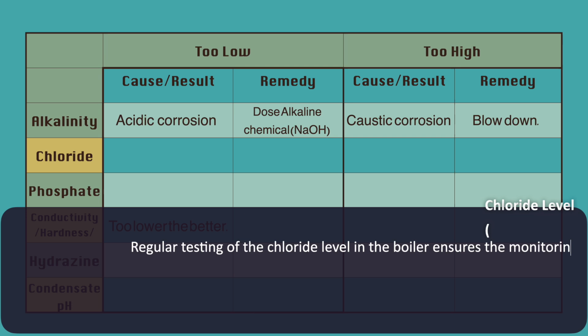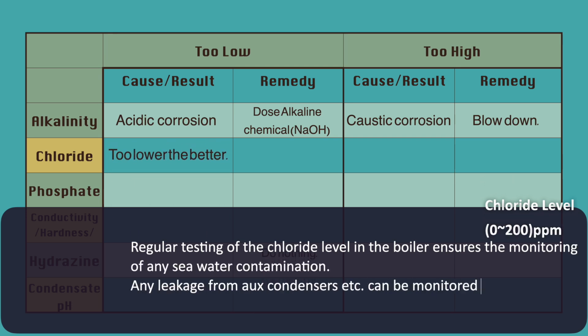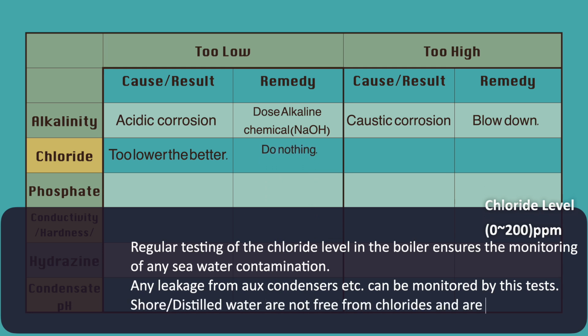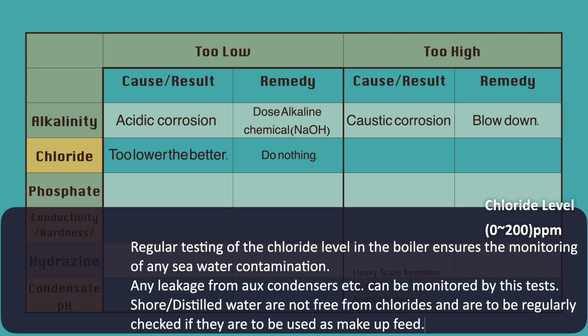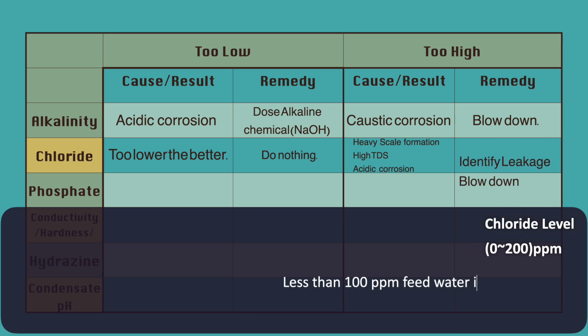If chloride in the boiler water is too high or too low: regular testing of the chloride level in the boiler water ensures the monitoring of any seawater contamination. Any leakage from the auxiliary condenser etc. can be monitored by this test. Shore or distilled water are not free from chlorides and are to be regularly checked if they are to be used as makeup feed water.